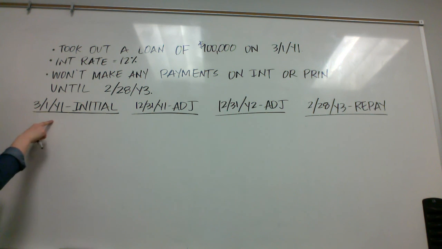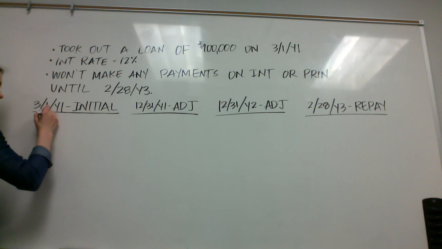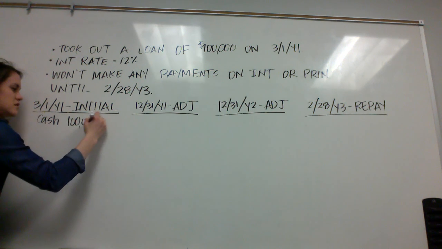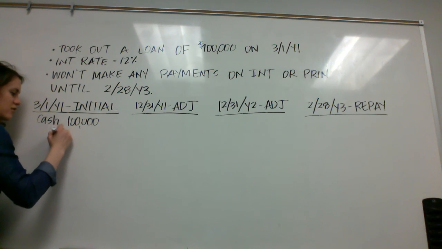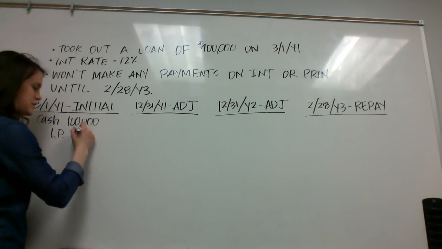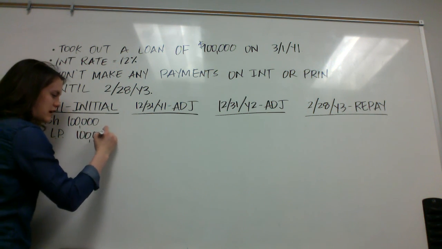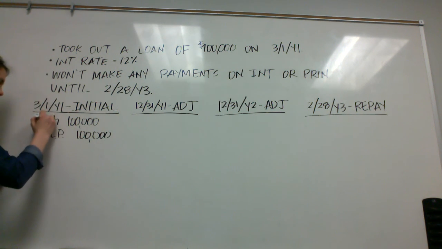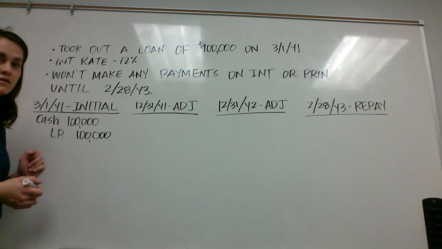Okay, so in the initial journal entry, we're just taking out a loan. So we're getting cash. So I'll debit cash for the $100,000, and I will credit a loans payable or a notes payable of some sort, okay, for the $100,000. Right, easy peasy. That's pretty straightforward. We're just getting cash and we're putting on a loan.